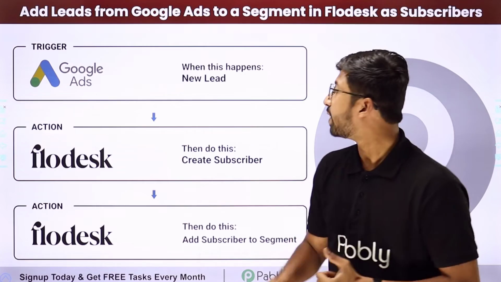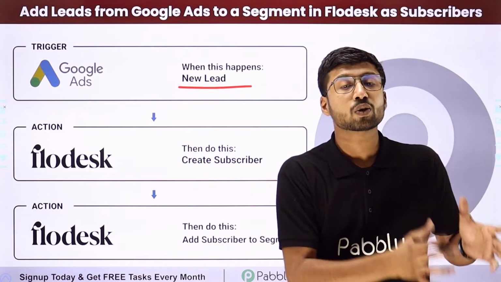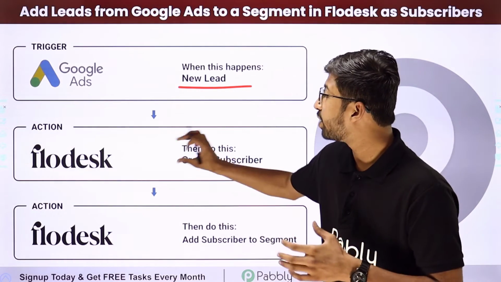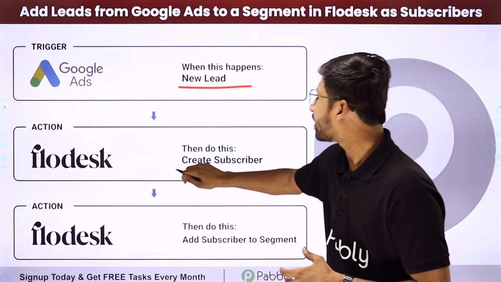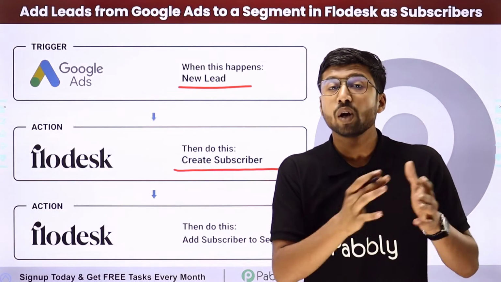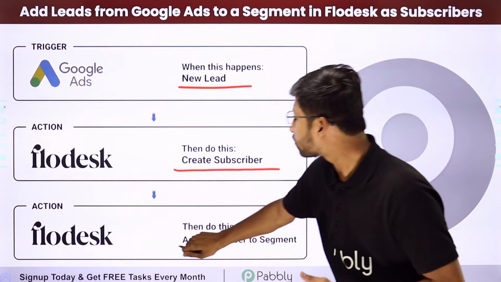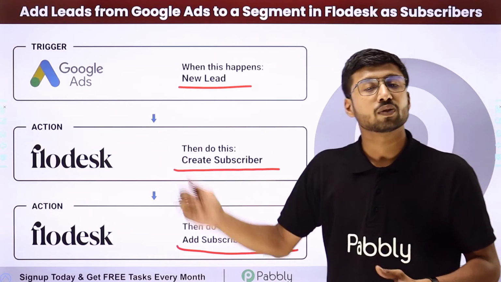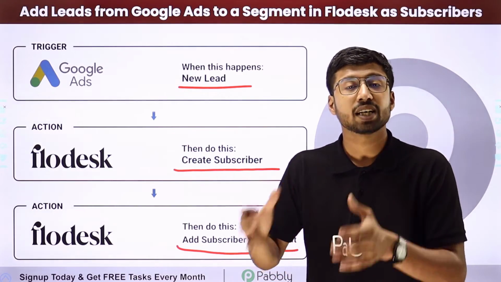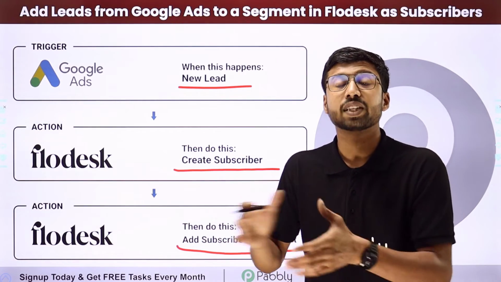So in this automation, whenever we generate a new lead using the Google lead ad form, automatically the details of that same lead will be sent to Flodesk and we are going to add that new lead as a subscriber in Flodesk. Also, we are going to add that newly added subscriber into a specific segment in Flodesk as well. You might know that in Flodesk, you can create different segments, different lists as well. So we will also automatically add this new subscriber into a specific segment.